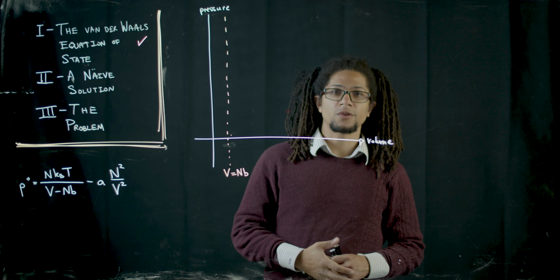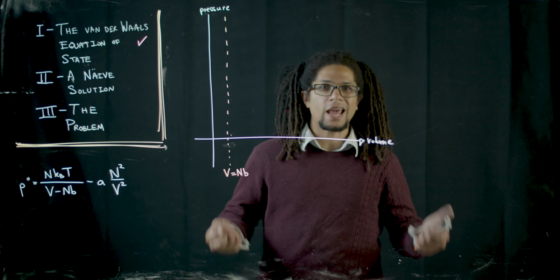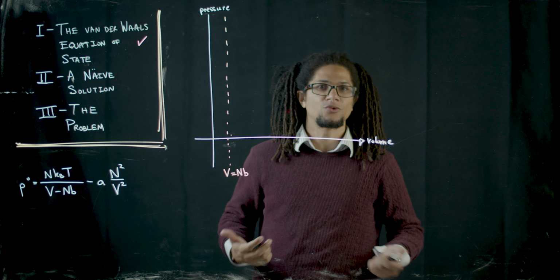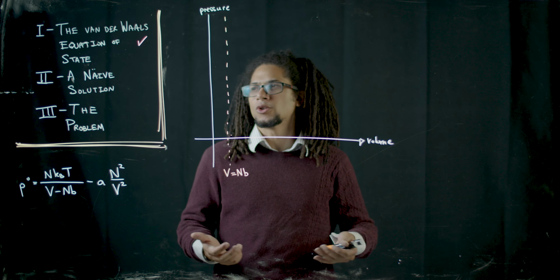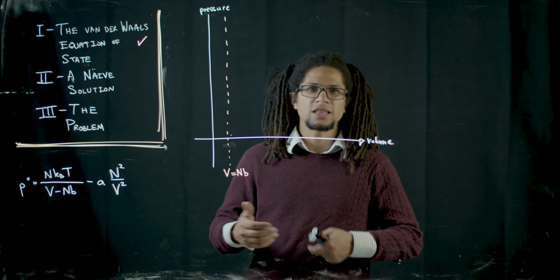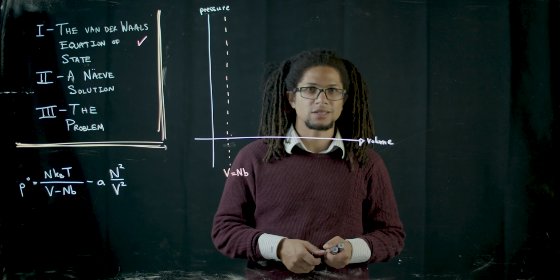The physical reason for this is that we know that each particle has volume b, so we can't have the system have less than the total volume of all of the particles. And then the more mathematically motivated reason is that the equation turns out to not make sense. You'll get a negative inside of the log if V is less than NB.